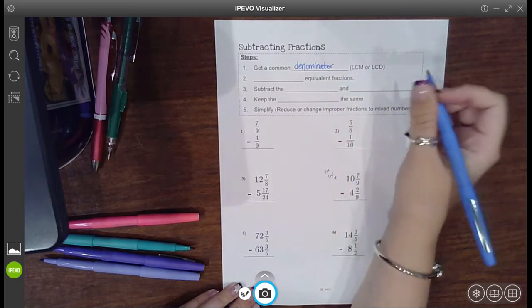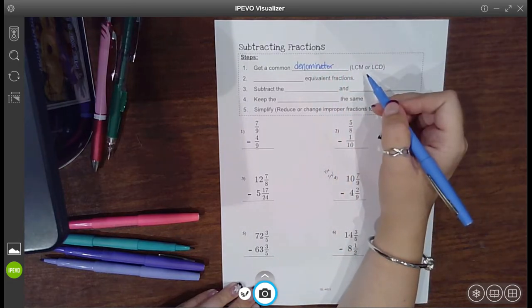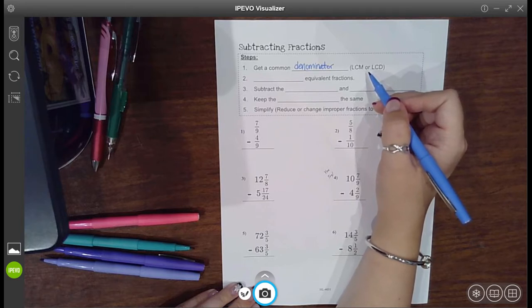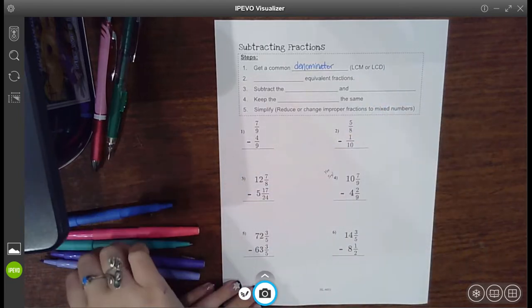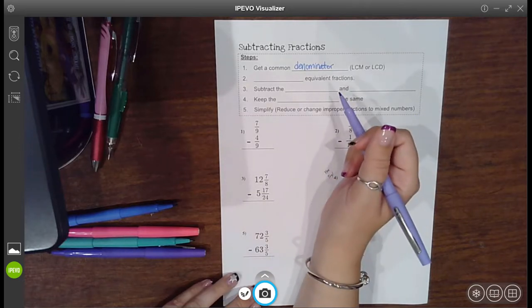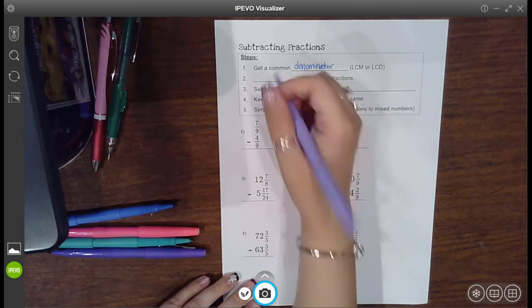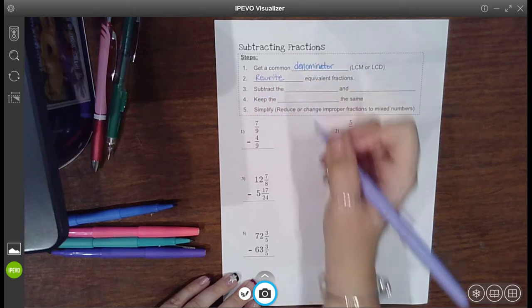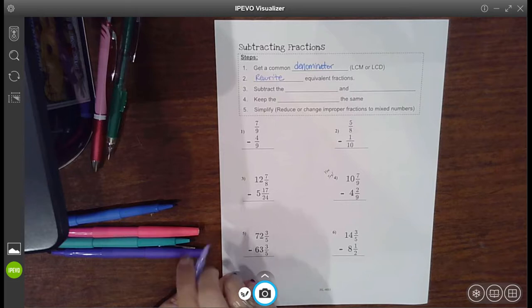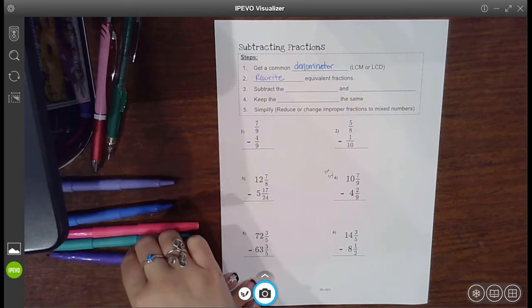To find a common denominator, that's essentially finding the LCM, or least common multiple, because it's the smallest thing that both denominators can multiply to become. You'll also sometimes see it referred to as the LCD. The LCD is still just the smallest common denominator. After you find your common denominator, you're going to use it to rewrite equivalent fractions to your original ones. Okay, and we'll go over that once we start doing some examples.